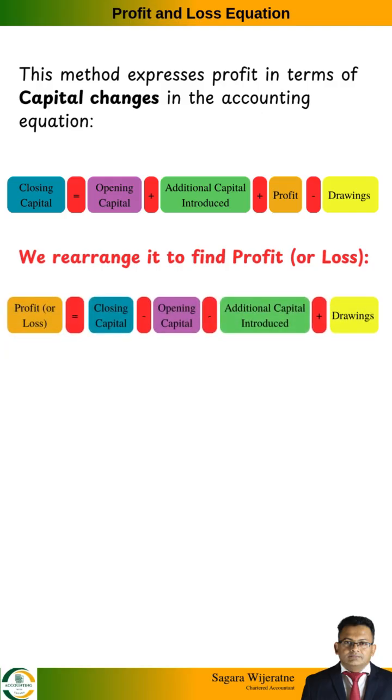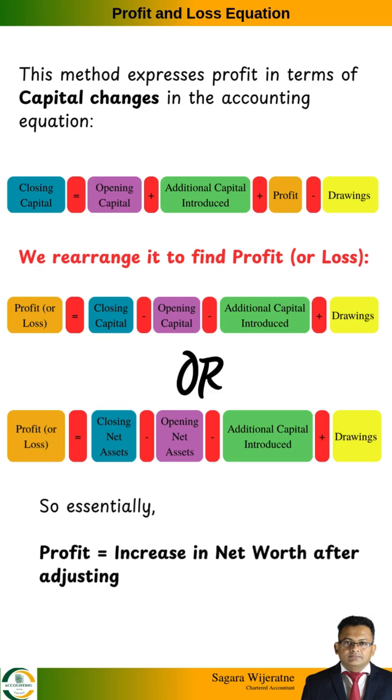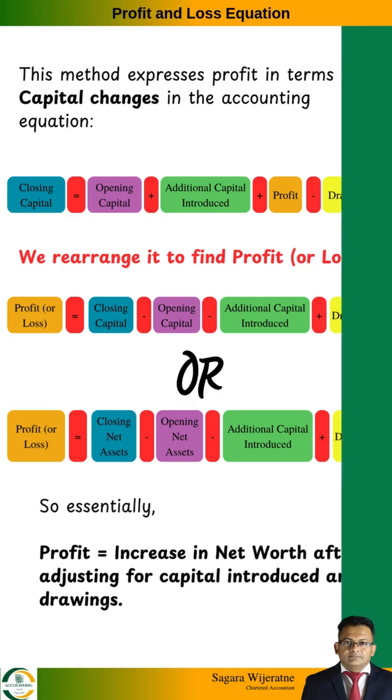Accordingly, profit or loss equals closing capital minus opening capital minus additional capital introduced plus drawings, or profit or loss equals closing net assets minus opening net assets minus additional capital introduced plus drawings. So essentially, profit equals increase in net worth after adjusting for capital introduced and drawings.